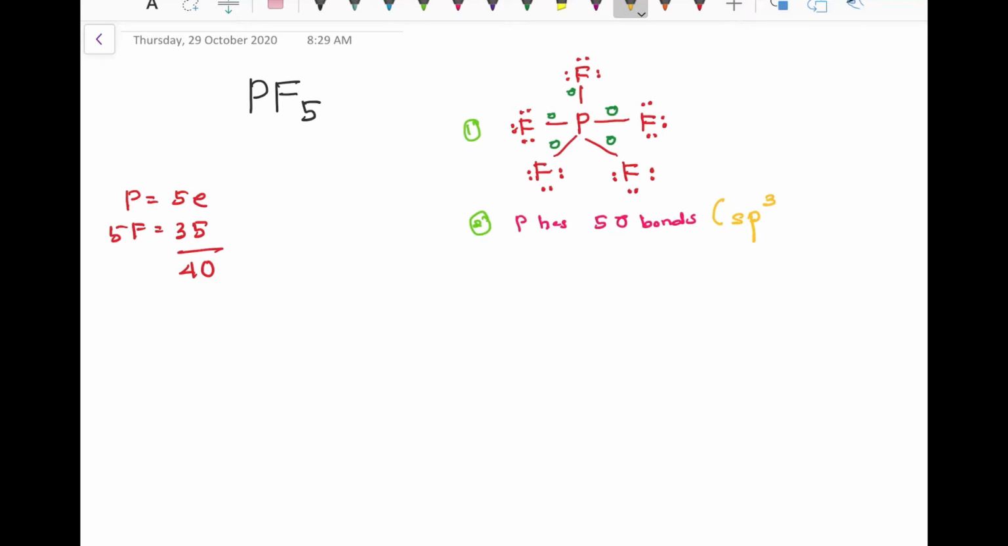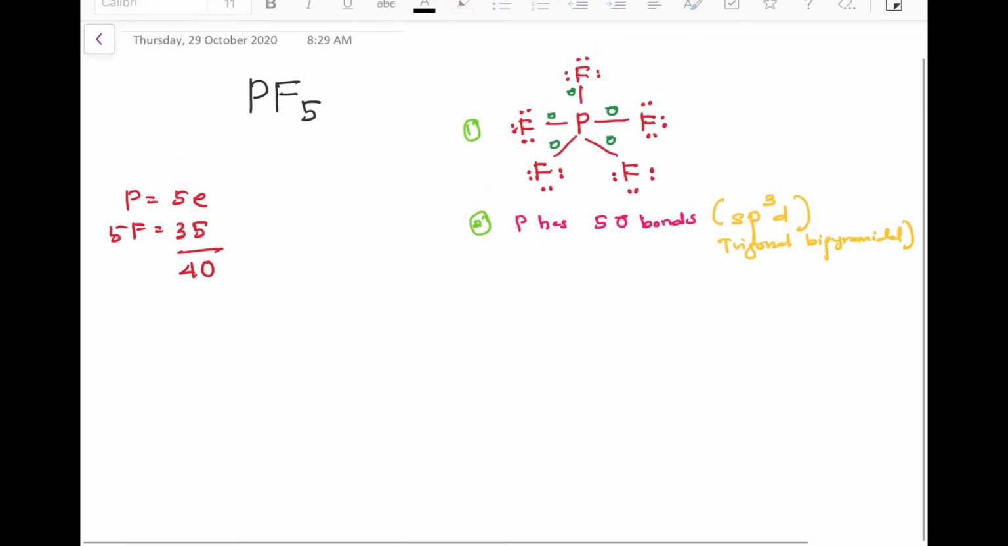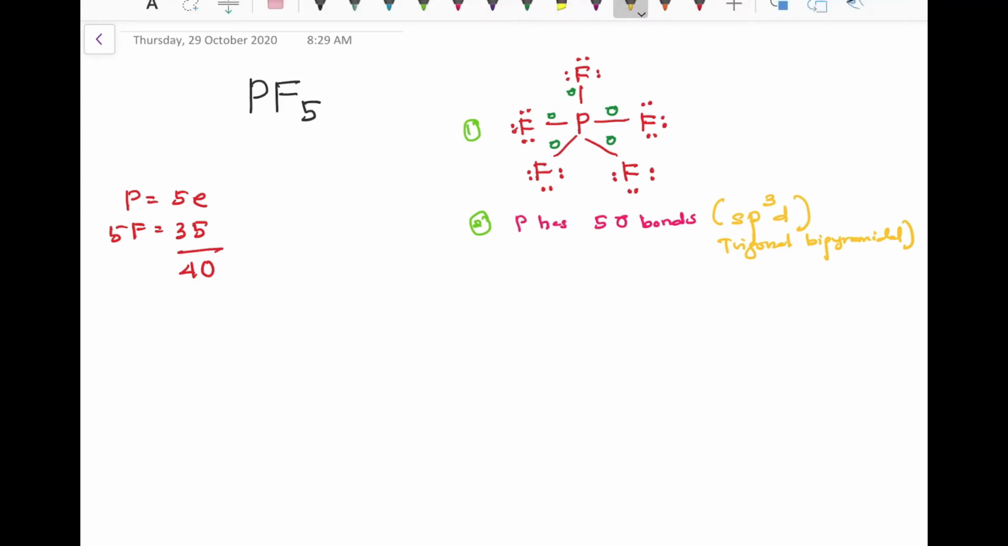If sp3, we only have 4 available, so we add a d orbital. So s1, p3, d1. Total is 5. The shape is supposed to be trigonal bipyramidal. Alright. Next step is we write what we call the ground state, excited state, and hybridization for phosphorus.